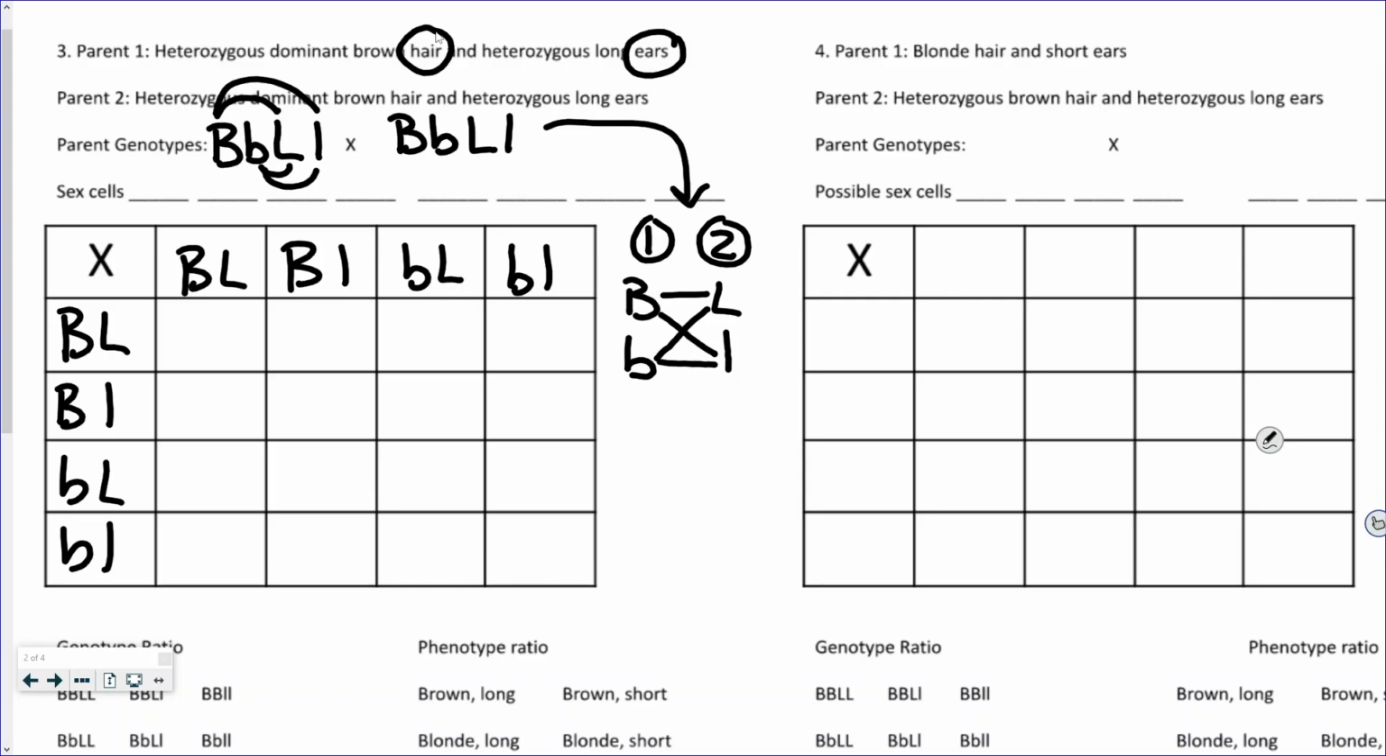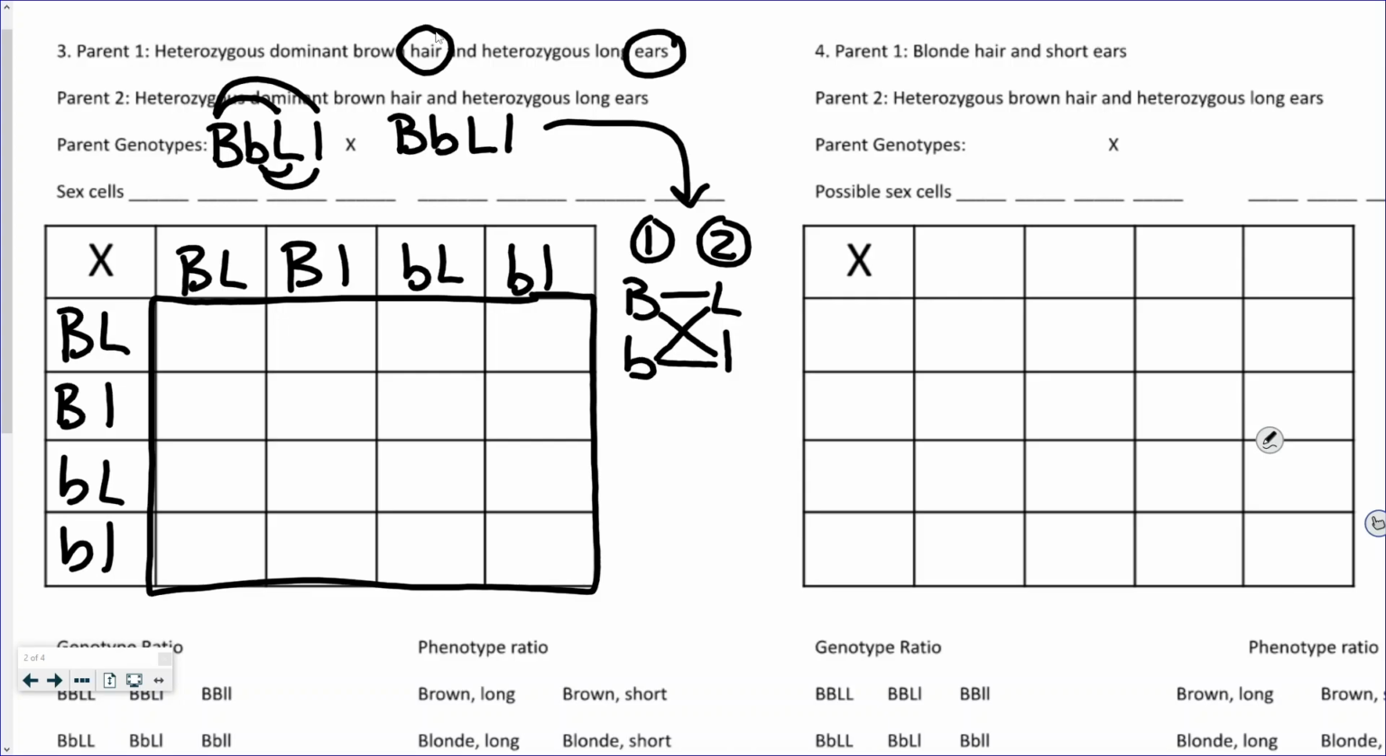And you'll notice that I got the exact same results as I did by doing the foiling method. I just think the foiling method's a little bit faster. Now to fill out the Punnett square, everything inside of this 4x4 box here, these are the possible children that could result from these 2 parents.